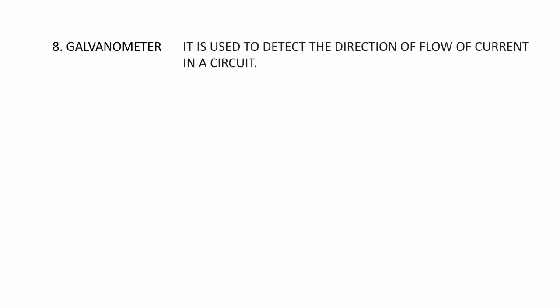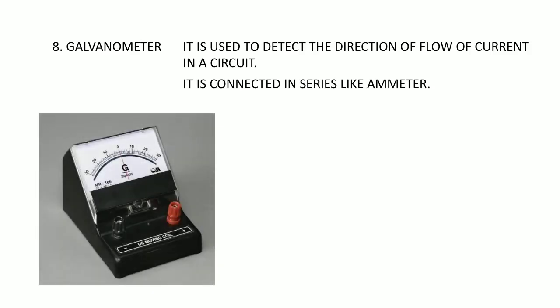Next is a galvanometer. It is usually used to detect the direction of flow of current in a circuit. So in which direction the current is flowing, either from plus to minus or minus to plus, from left to right or from right to left, the direction is given by the galvanometer. This is connected in series like an ammeter. It looks like this, and the symbol G represents galvanometer.